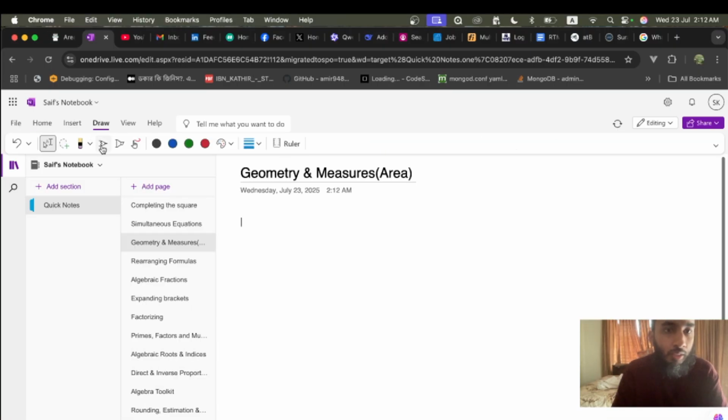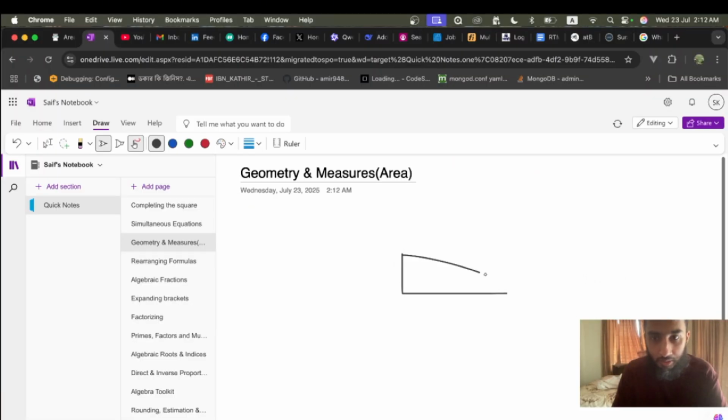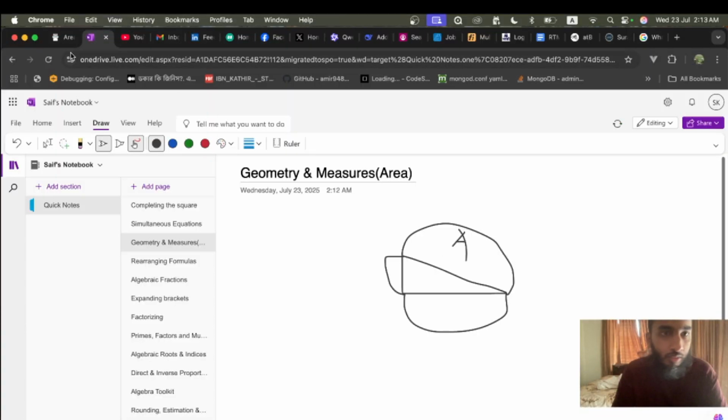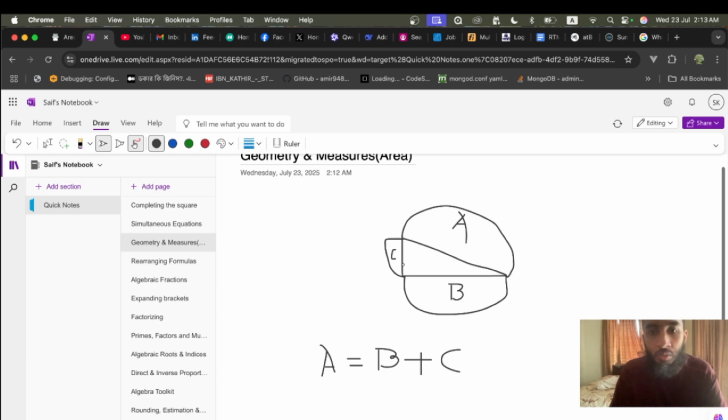Now if I use the pen tool and draw the diagram, this is a right triangle. There is a semicircle here, a semicircle here, and a semicircle here. The area of this region is A, the area of this region is B, and the area of this region is C. So you have to prove that the area of region A equals the area of region B plus the area of region C. Now what we can do here is, we know that this is a right triangle.